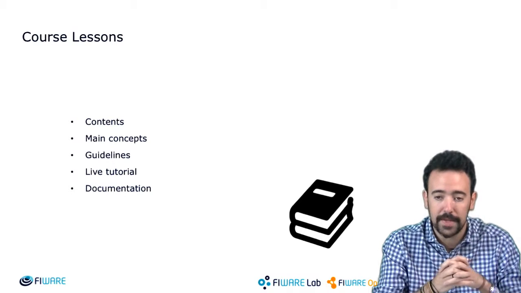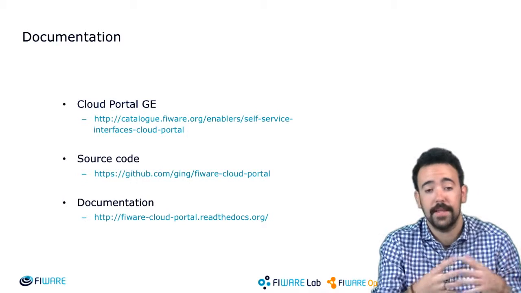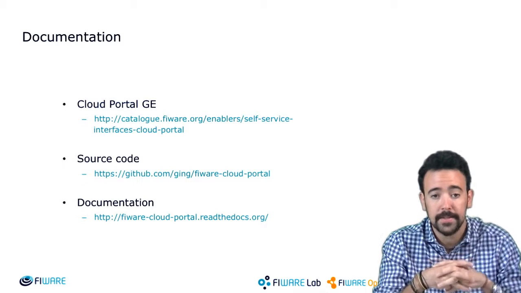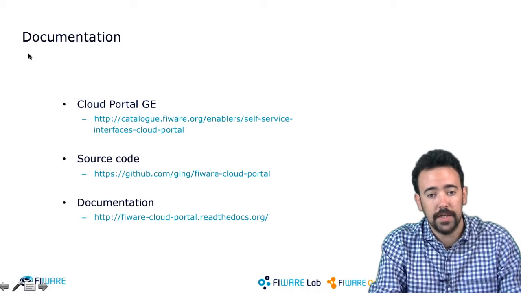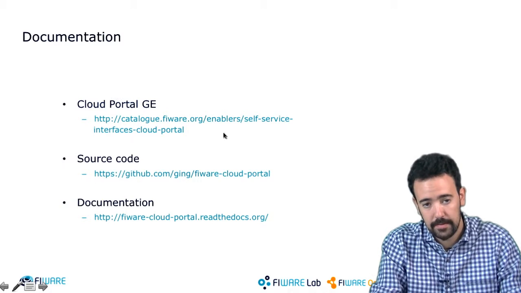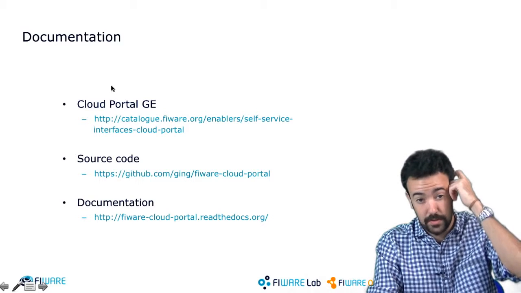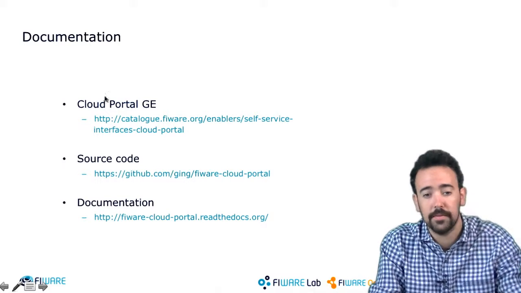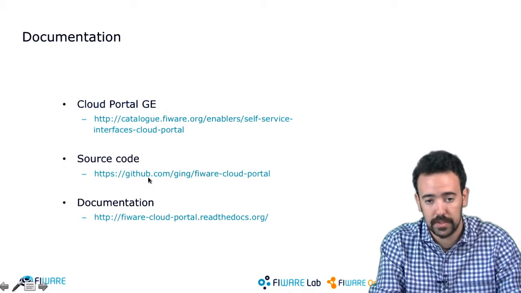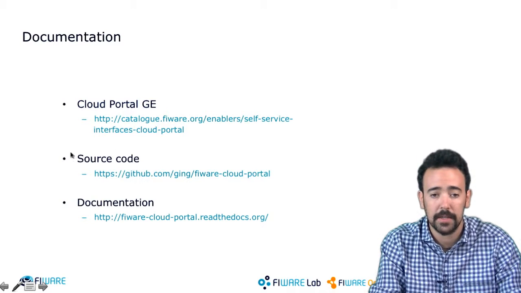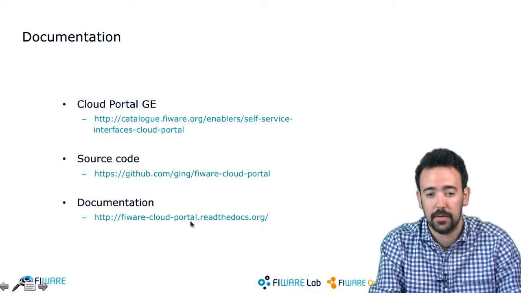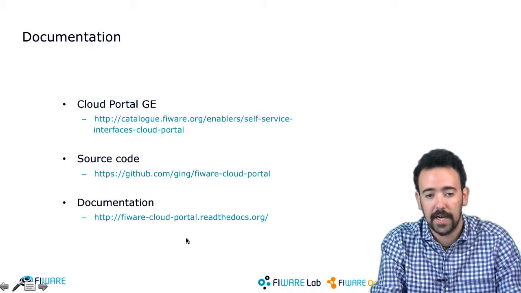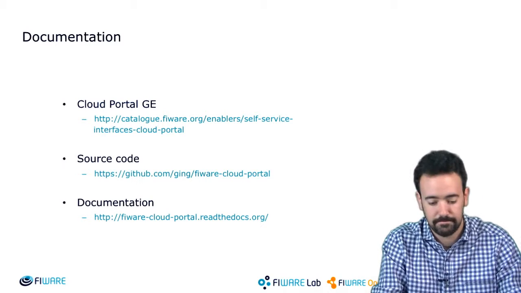I also provide you documentation regarding the things that we have learned in each lesson. For instance, in this one, I give you here the links to the main page, the main documentation site regarding this generic enabler. Also the source code that is, of course, published in GitHub, and the specific documentation, the advanced documentation, where you will find the installation guide, the user guide, and so on.